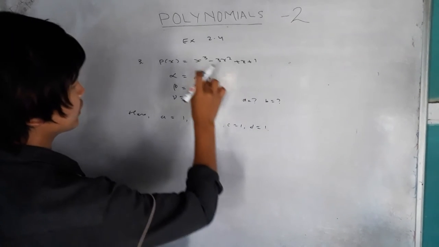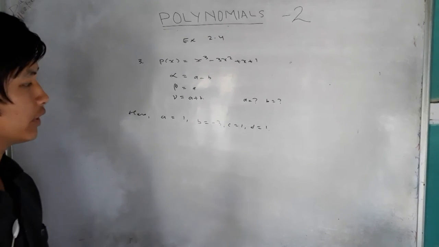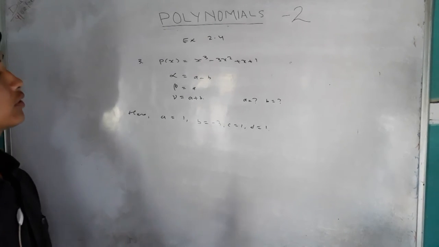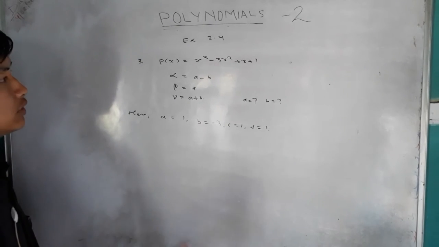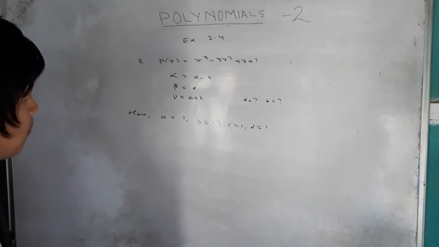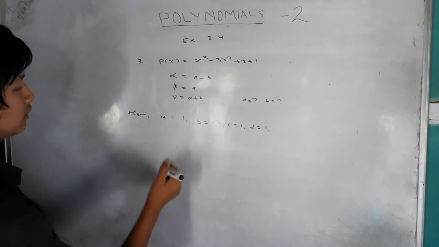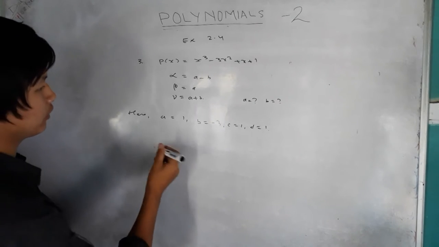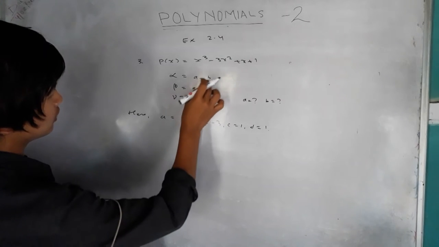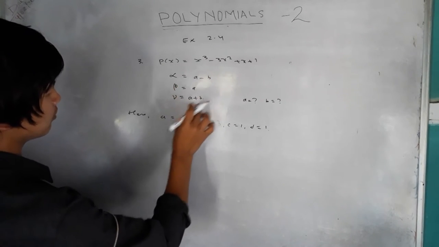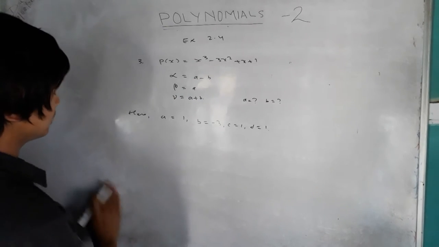Here the coefficients are given and the zeros are given, so I can take the relationship between the zeros and the coefficients of the polynomial, the sum of zeros and product of zeros, and from that I can solve for the value of a and b. These are different: this a is different from this a, so we have to differentiate while solving.